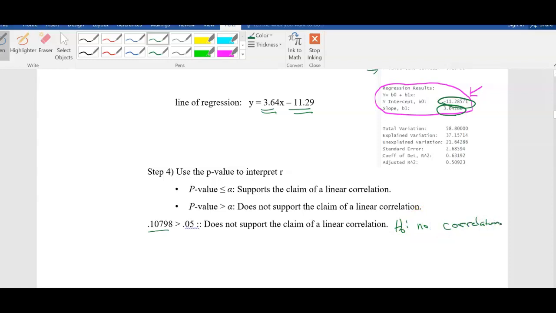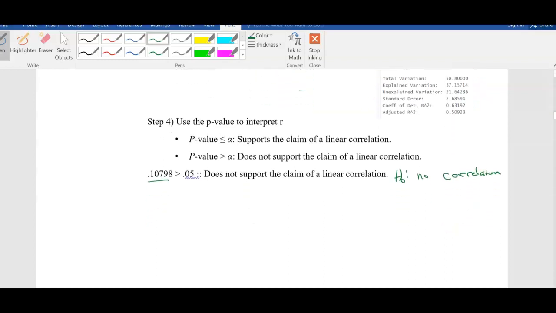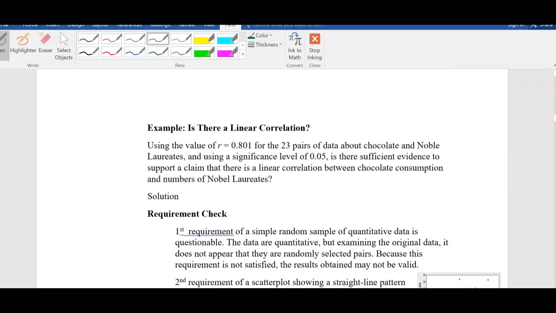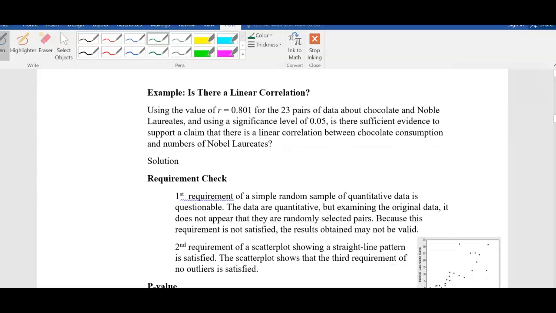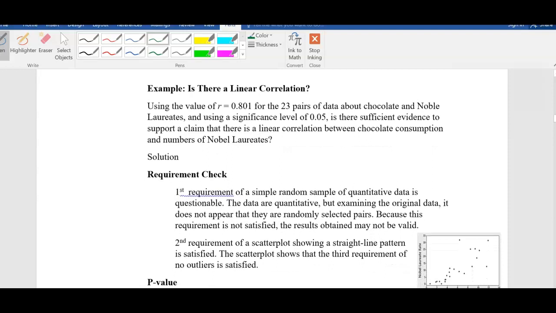So since I cannot reject the null, I cannot claim that there's a linear correlation. It doesn't work. Now, let's see if we can do anything about that. Let's go down here. Now, I'm going to use the value of 0.801 for 23 pairs of data. So I'm increasing the number of data that I'm using for my chocolate and my Nobel Prizes. A Nobel laureate is just who has won them. My significance level is going to stay at 0.05.